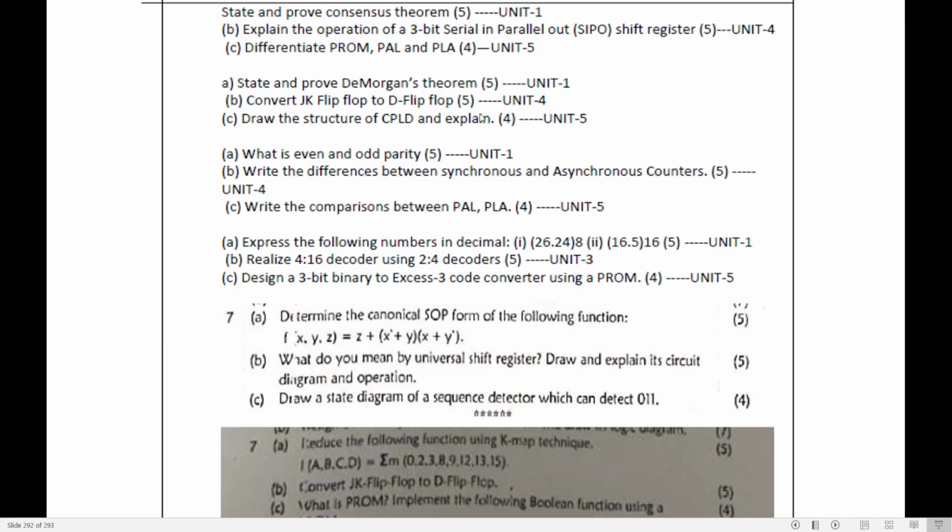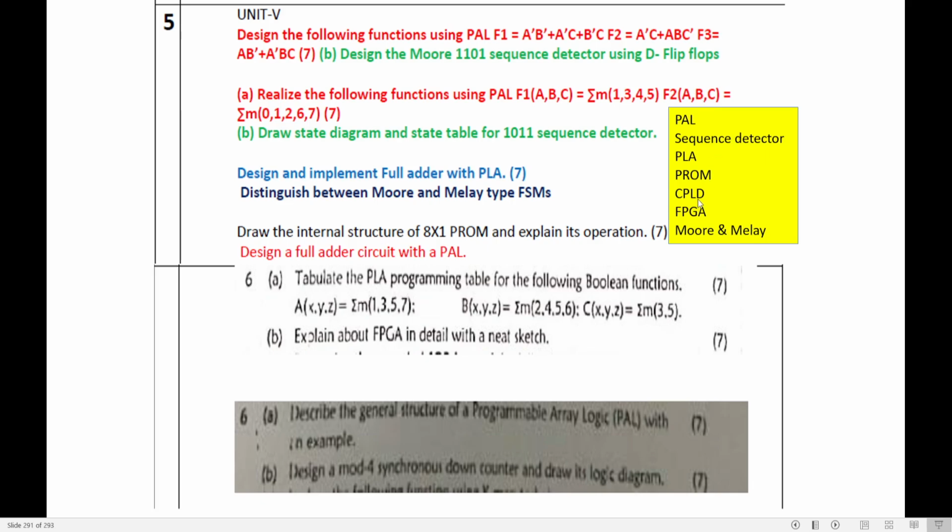This is your seventh question in your question papers. You know the seventh question is always a cluster or mixture of all the units, but I could see it is a mixture of only Unit 1 and Unit 5 mostly. Most of the questions are from Unit 1 and Unit 5. In 2023 mains, can you see there was a difference between PROM, PAL and PLA. Again, in the 2023 supply paper, there was draw the structure of CPLD. I said CPLD is important, right?